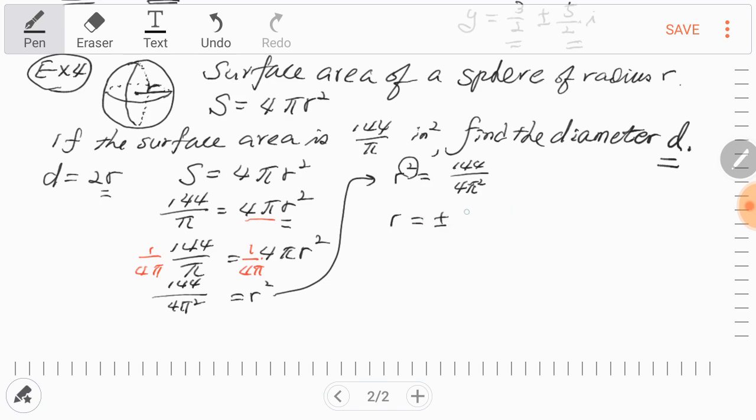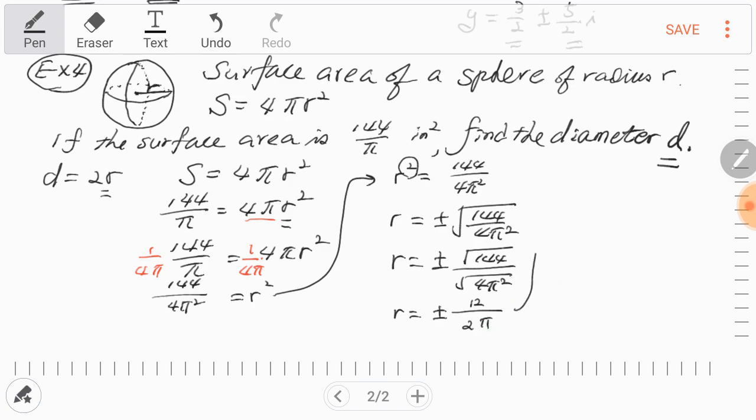Plus or minus square root of 144 over 4 pi squared. So that r equals what? Plus or minus square root of 144 over square root of 4 pi squared. So r equals plus or minus, the numerator is 12, the denominator is what? 2 pi. So r equals plus or minus, now reduced, 6 over pi. So we have two values, r equals positive 6 over pi, or r equals negative 6 over pi.